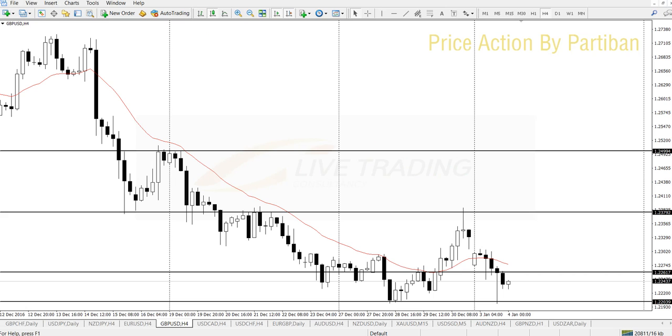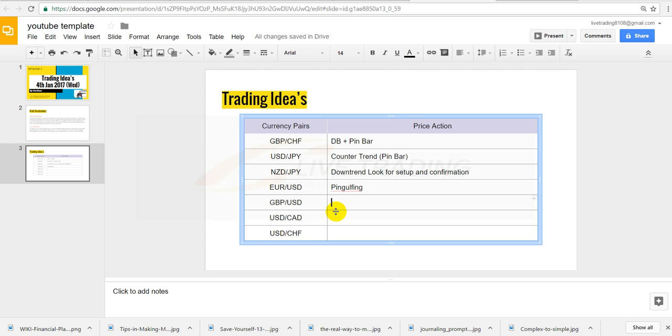What is that? It's a pin bar. Double bottom plus pin bar.